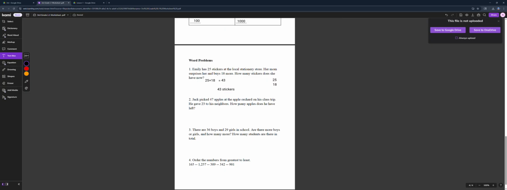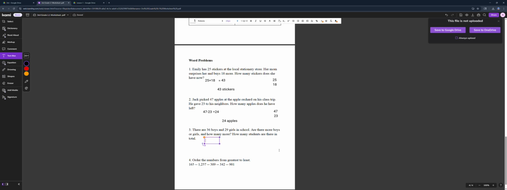Number 2, Jack picked up 47 apples at the apple orchard on his class trip, and he gave 23 to his neighbors. How many apples does he have left? Because he gave away 23 apples, this is a subtraction problem. So we're going to do 47 minus 23. First, the 7 minus 3 becomes 4, and then 4 minus 2 becomes 2. So 47 minus 23 equals 24. So he has 24 apples left.